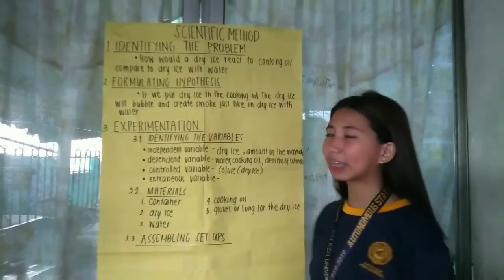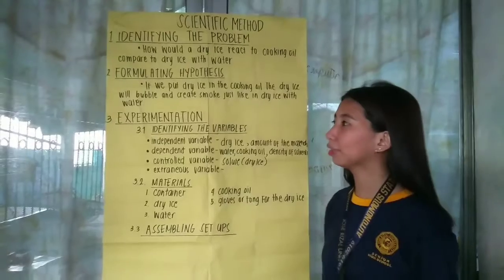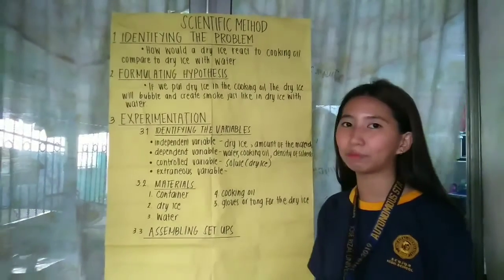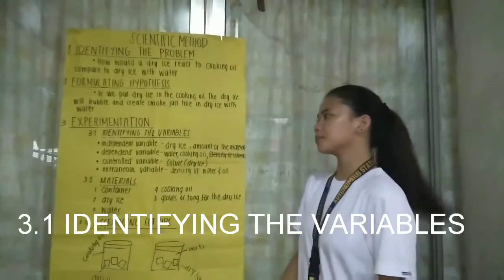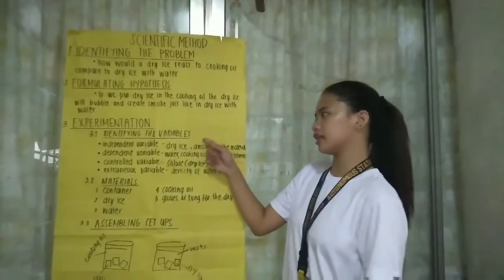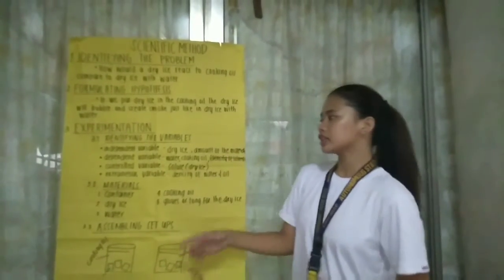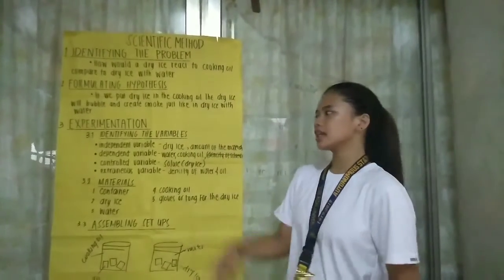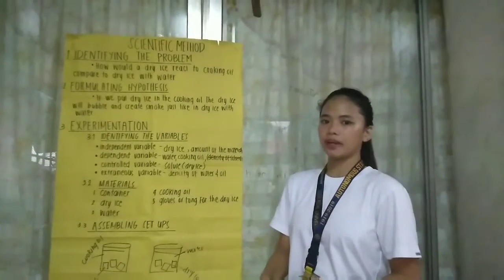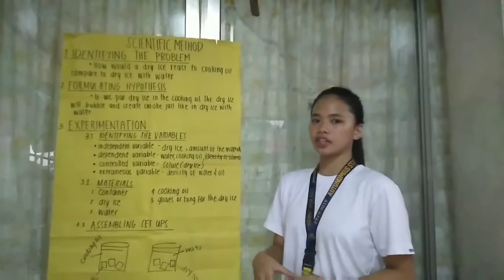The third step is experimentation. We do experimentation in the scientific method to test existing theories or new hypotheses. The first part of the experimentation is 3.1, identifying the variables. There are 4 types of variables. It is the independent variable, dependent variable, controlled variable, and also the extraneous variable.